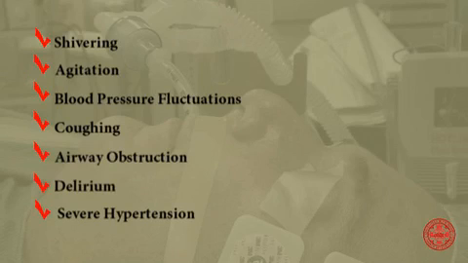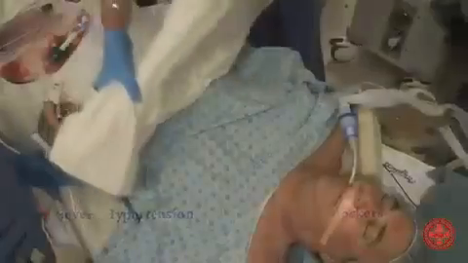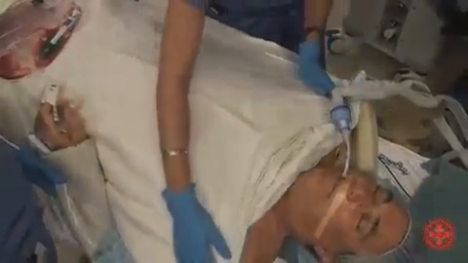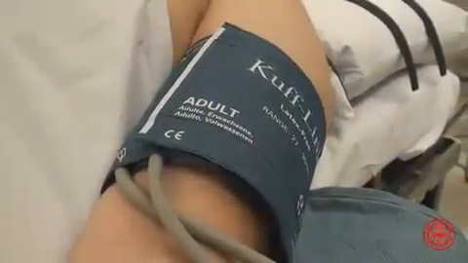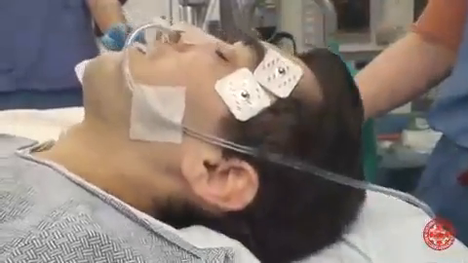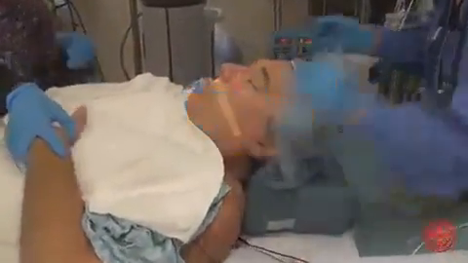The stresses of emergence can be attenuated by a variety of maneuvers. For example, administering beta-blocking agents to treat tachycardia and hypertension, covering the patient with a warm blanket, orienting the patient to place and time, and monitoring the patient for blood pressure changes. It is most important to ensure that the patient is alert and can protect his or her own airway prior to removing the endotracheal tube.